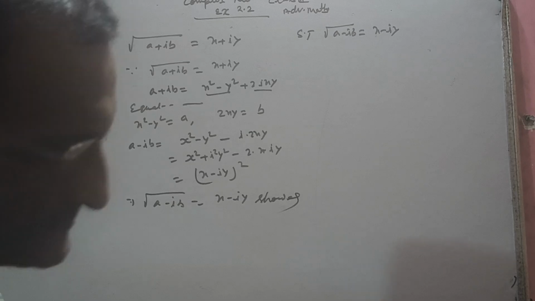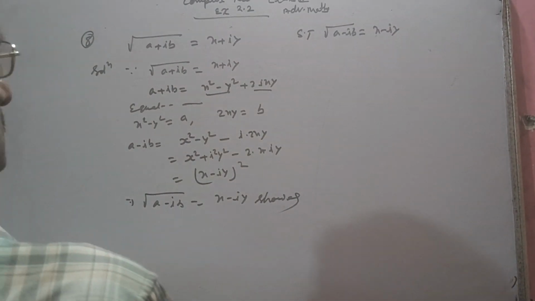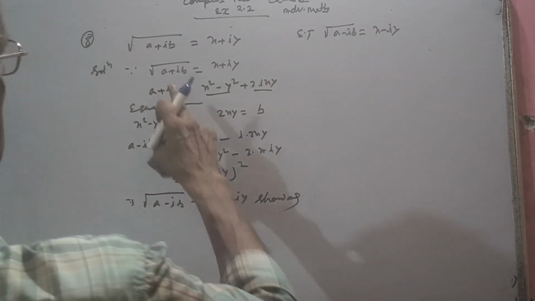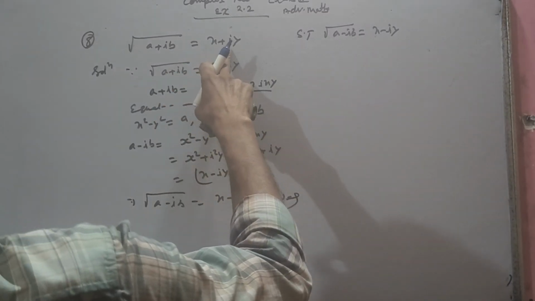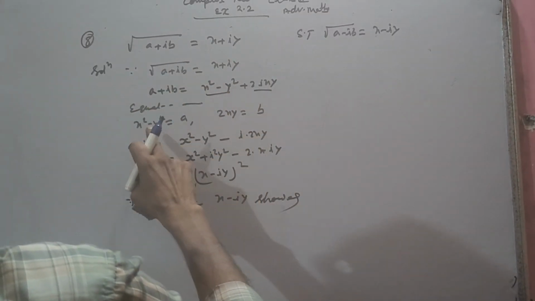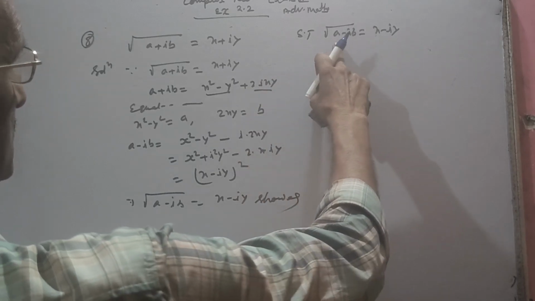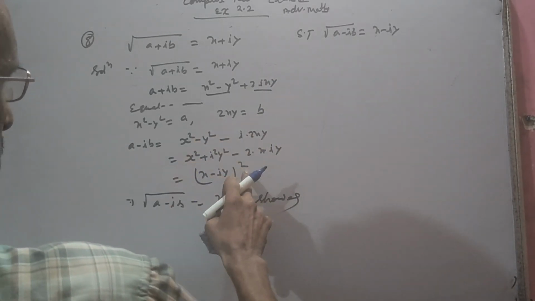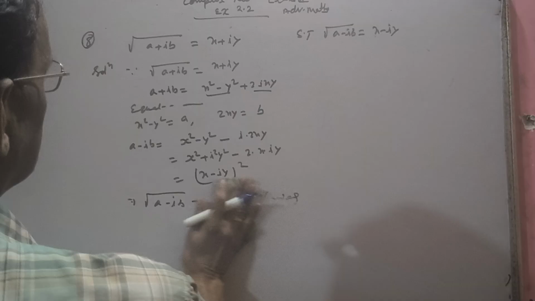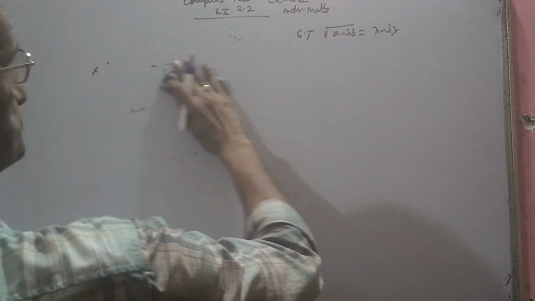Okay, number 8. Now can we go to the next number? You understood? Given, you will use the given part, then squaring on both sides, then equating, then find a − ib. You will get a whole square, remove the root sign. Clear? I think so. So now go to number 9.